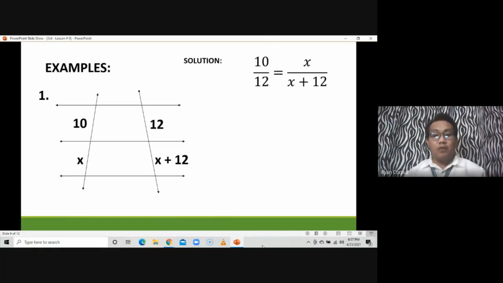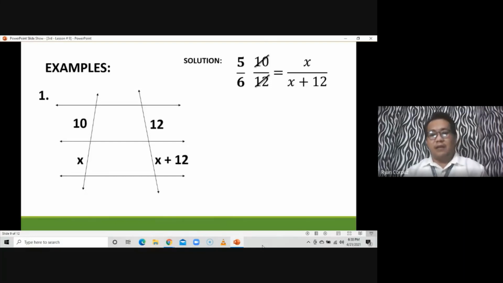So just like how we solve with the application of basic proportionality theorem, ganun din natin sinusolve when we form a proportion with the application of segments cut by transversals. So yung 10 over 12, as you can see, is a fraction that can still be reduced into lowest term. So 10 over 12, when reduced into lowest term, will be the same as 5 over 6 because 10 and 12 are both divisible by 2. So instead of using 10 over 12, we are now going to make use of 5 over 6.